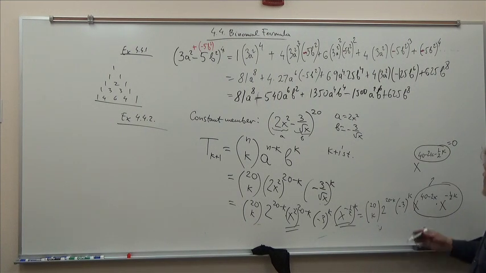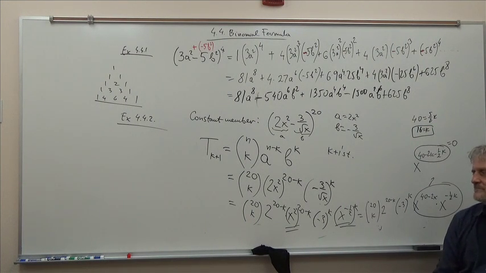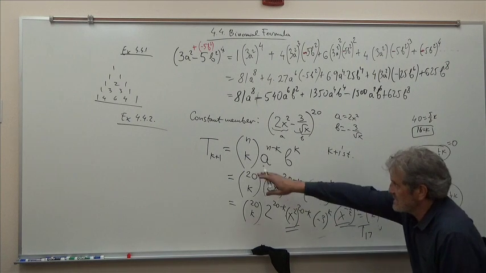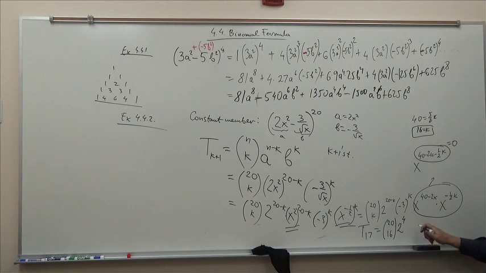And that resolves everything. So you will get 40 equals 5/2 k, because 2 and 1/2 is 5/2. If I solve for k, I'll get k equals 16. Here it is. So if we choose k to be 16, then x will have power 0. And then here's my answer. I'll say T17, because when k is 16, I get the 17th member, equals 20 choose 16, times 2 to the 4th, because k is 16 now. Negative 3 to the 16 is just 3 to the 16, because the negative disappears on an even power.